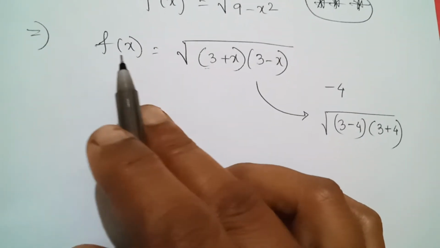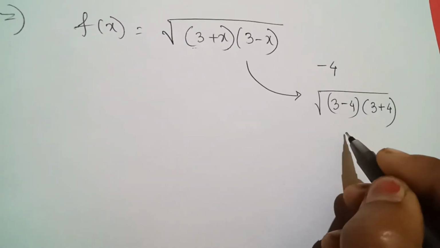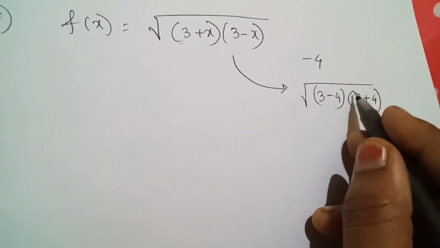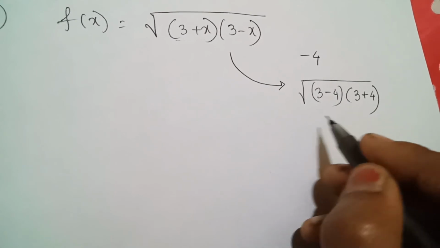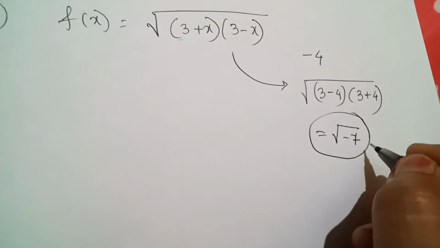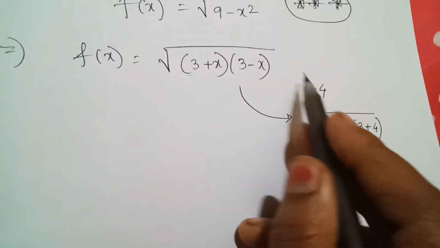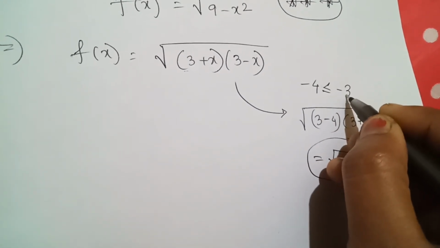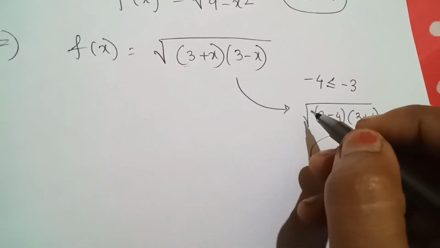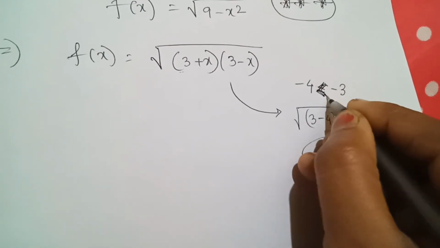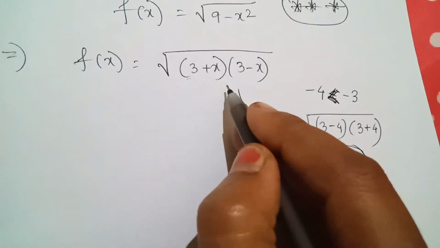The question is for finding a real function. So again I am repeating, 3 minus 4 is -1, and -1 into positive 7 ultimately gives -7. So root over of -7 is not real. That means for any number which is less than -3, this function will not be defined.